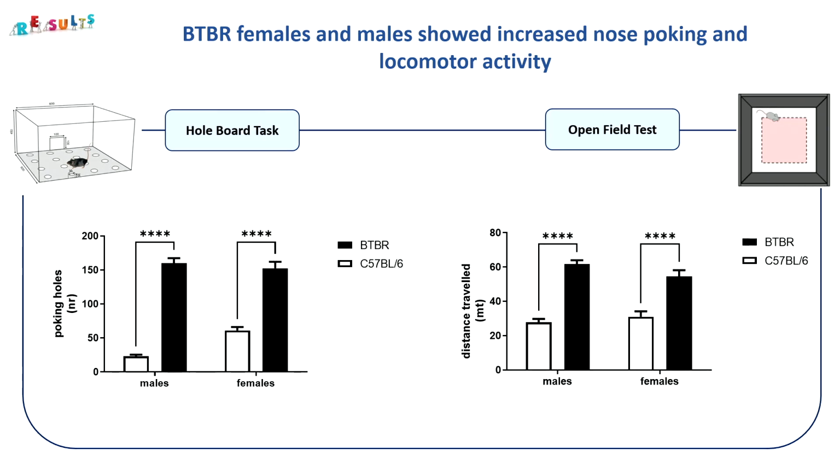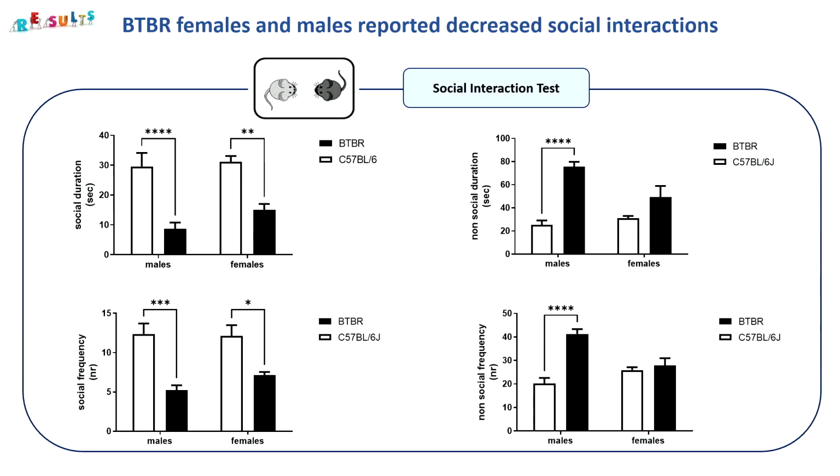And these tests are mainly used to study or to reveal the emotionality of animals. So we confirm that, for example, both sexes show hyperlocomotion, at least in our hands and at least in this test. When we tried to understand the social interactions of these animals, we found that males and females did not show any differences in social frequency, but as you can see, the BTBR mice show decreased social interactions as expected.